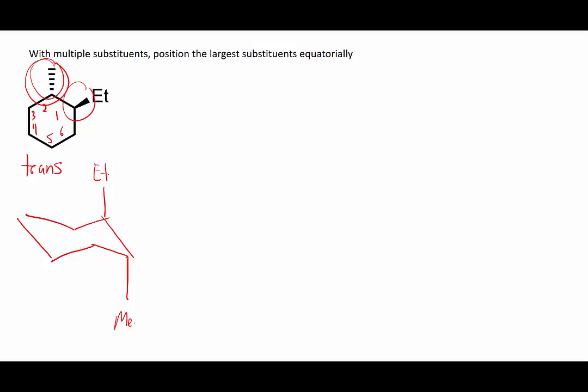In this case, we have two substituents, and they're both in axial positions. So they're both going to experience strain as they clash with the hydrogens. So there's some strain here and here, and also some strain between these hydrogens and this methyl group. So what's going to happen is this cyclohexane will undergo a flip so that the axial substituents will be oriented equatorially.